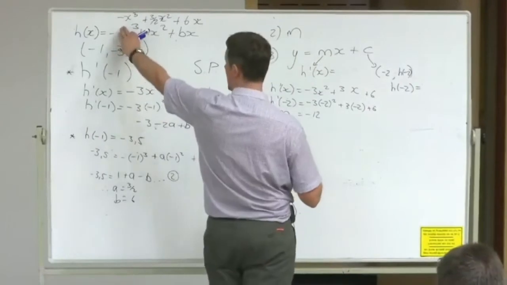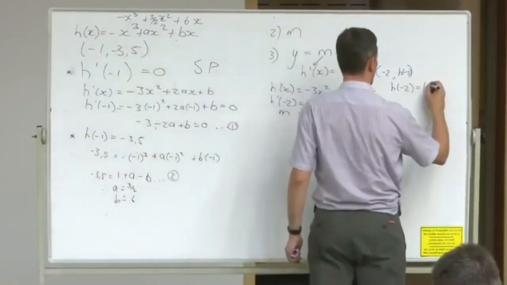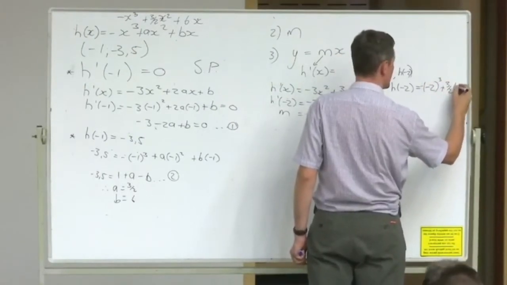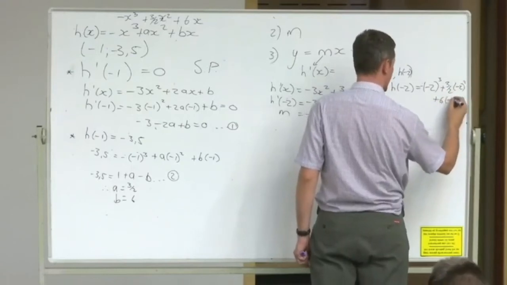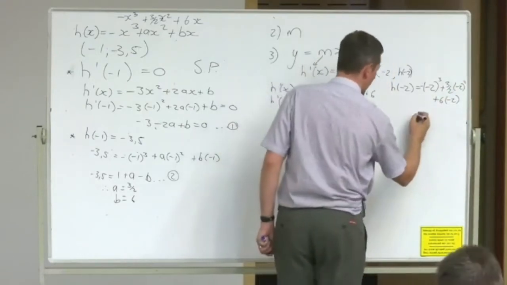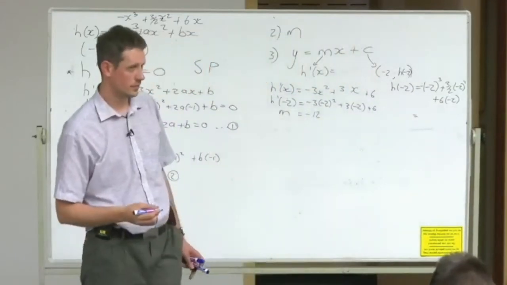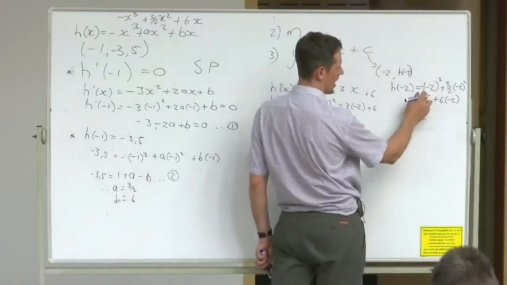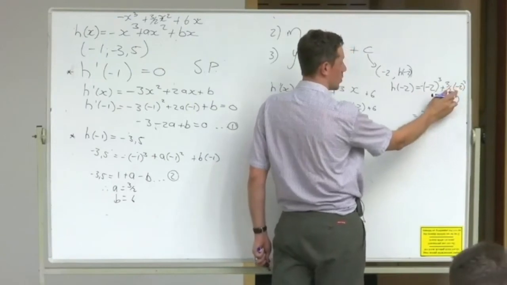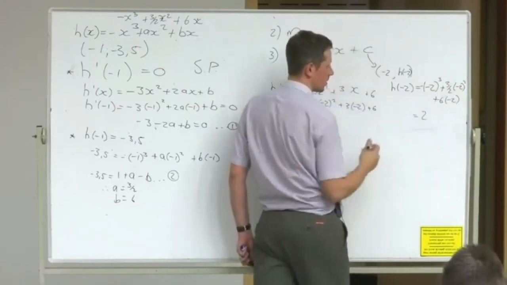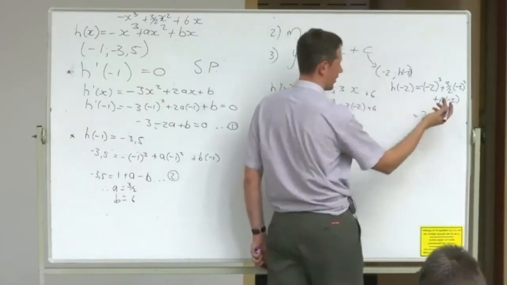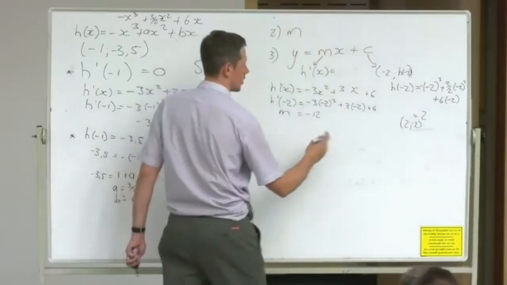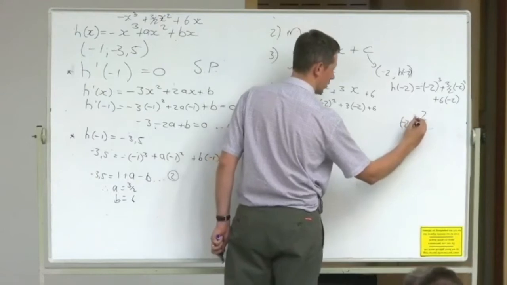If I sub this back in, negative 2 cubed plus 3 over 2 times negative 2 squared plus 6 times negative 2. And what is this answer? Say again? 2 seems to be right. This is 8 plus 6. So it's 8 plus 6 is 14 minus 12. Yes, it's 2. So it's 2 comma 2. Okay? Negative 2 comma 2.